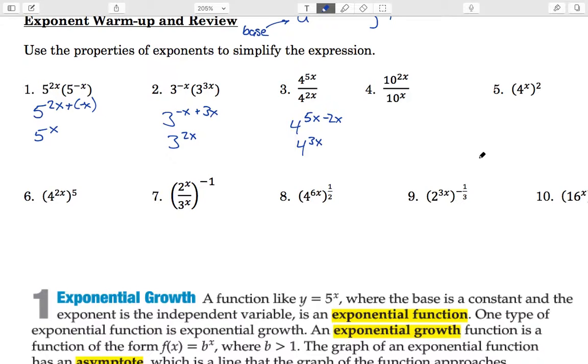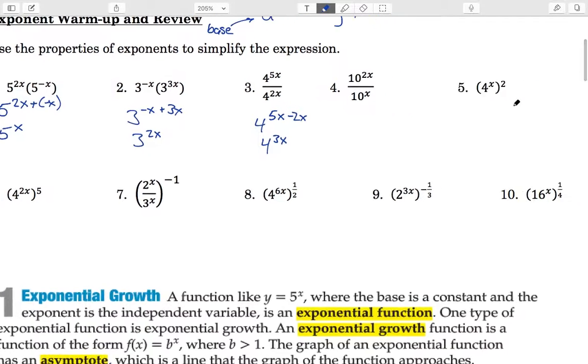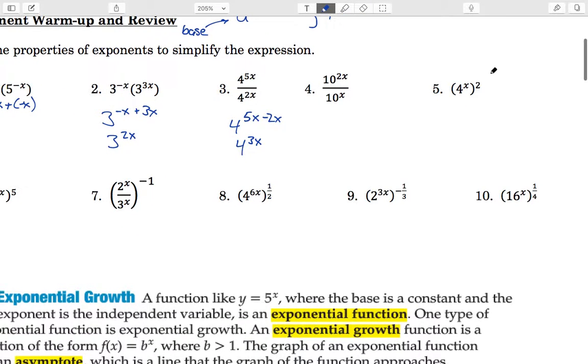Those are the most commonly used properties, though we're not doing every single property. If you look at number 5, technically 4 to the x squared is 4 to the x times 4 to the x. So when you have that, you would have 4 to the x plus x, which is just 4 to the 2x.